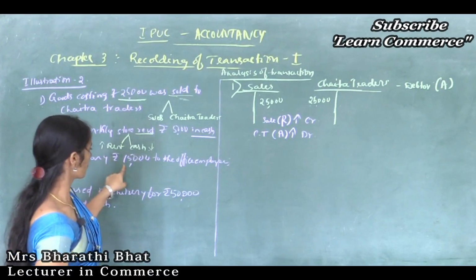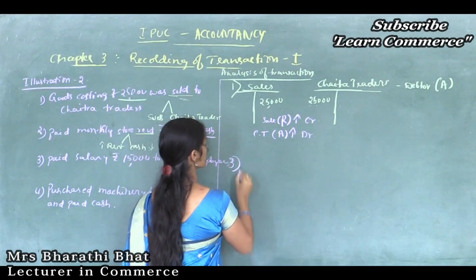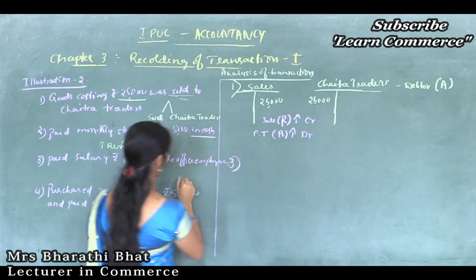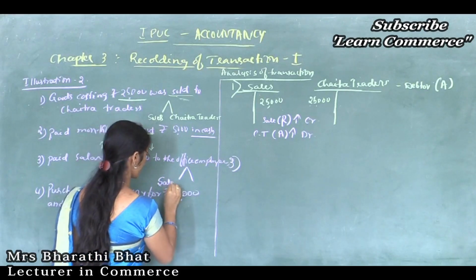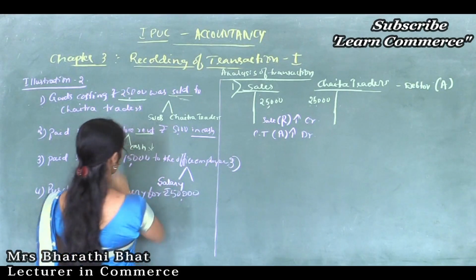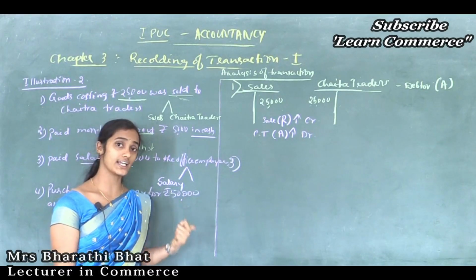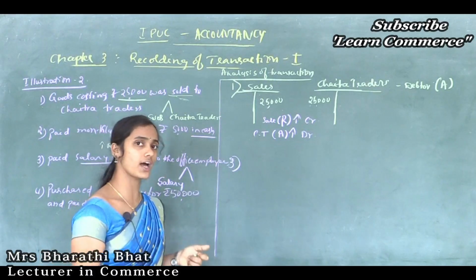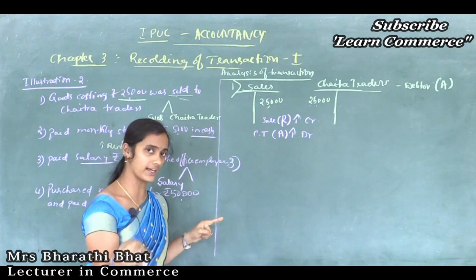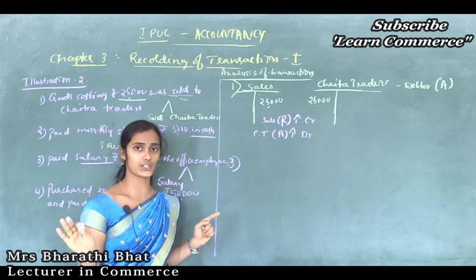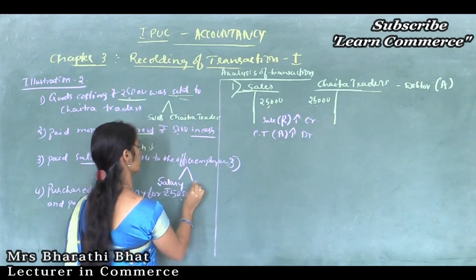Paid salary rupees 15,000 to the office employees. What are the two accounts affected here? One is salary account. So how is the salary paid, by check or in cash? Giving direct cash or issuing a check. If the transaction is made through the bank, then it is considered as bank. Here nothing is mentioned, so what should we assume? We should assume it as a cash transaction.